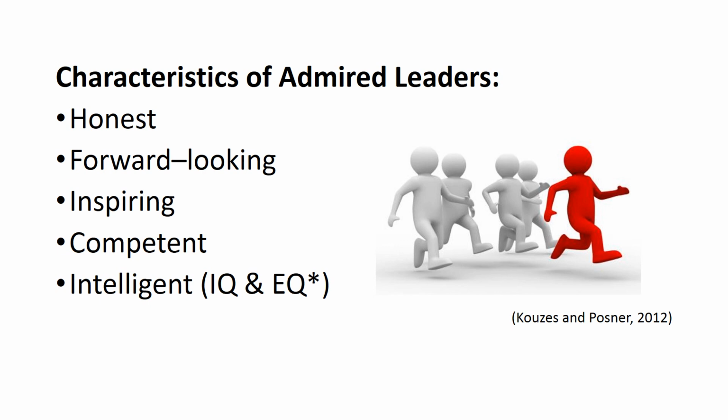Characteristics of admired leaders. Kouzes and Posner wrote a great book, The Leadership Challenge. Over many years, they have surveyed people to determine, if you're talking about leaders that you really admire, what are the top 25, top 50 different characteristics? Consistently, the characteristics of admired leaders, number one is honesty or being trustworthy, then forward looking, inspiring, and competent, so that they do their job well and know what they're doing. And then intelligent is number five.